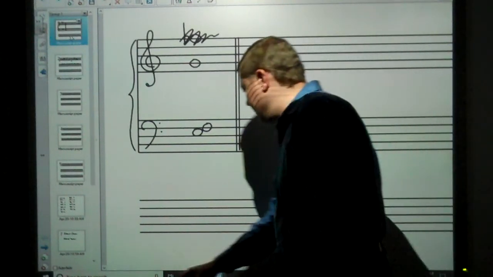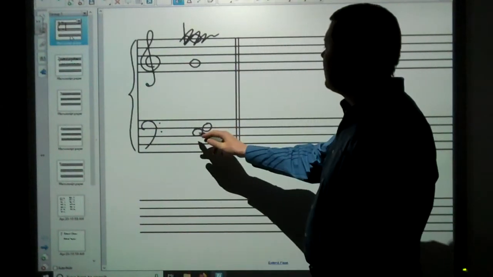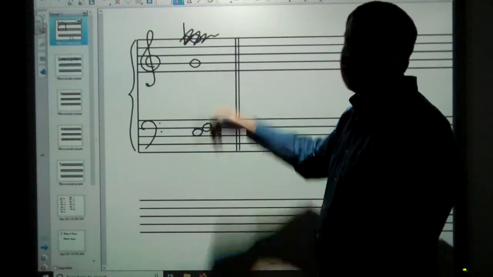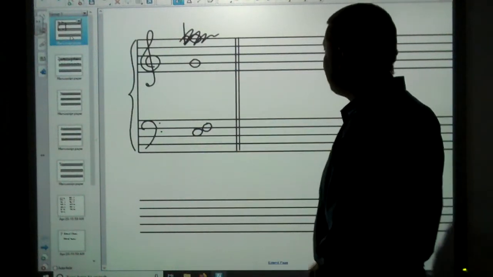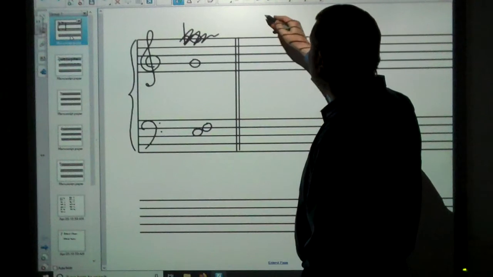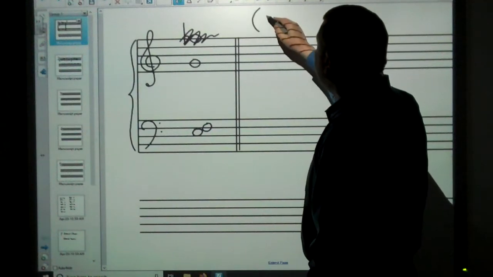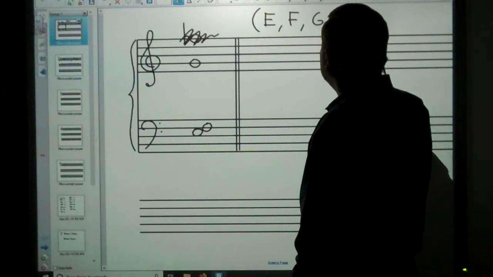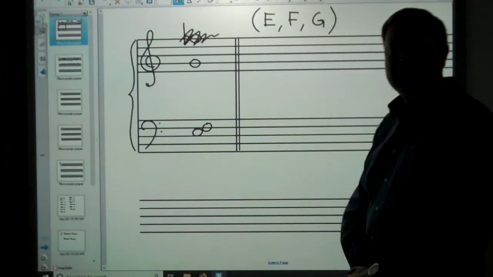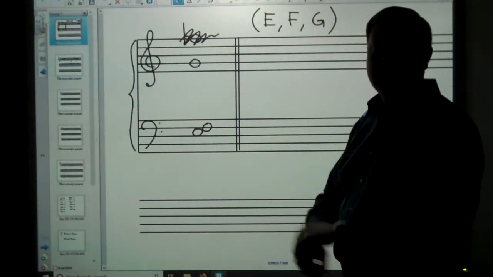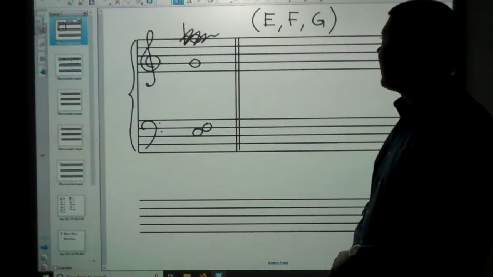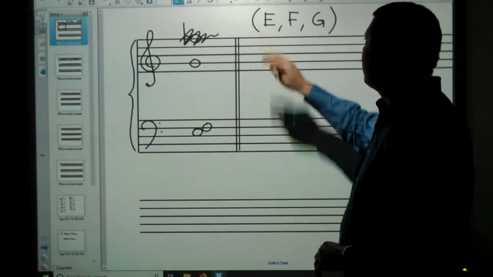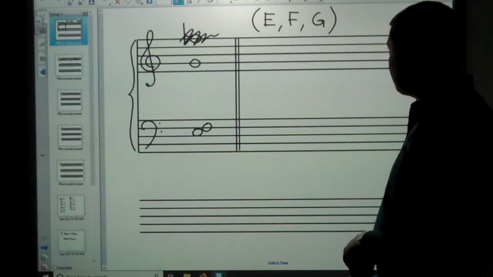So it looks like my pitch class set is going to contain the pitches E, F, and G. And so I can go ahead and list those. I can use letter names, first of all, E, F, G. And again, at the outset, it is an unordered pitch class set. So I use curly brackets with commas.